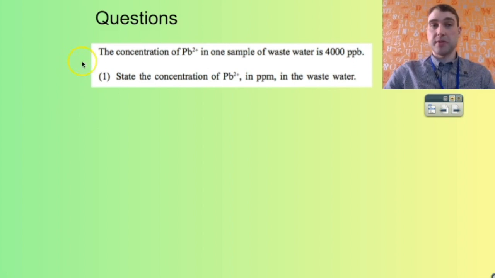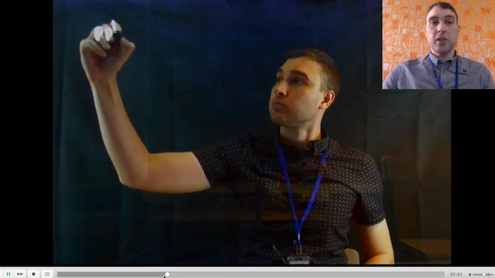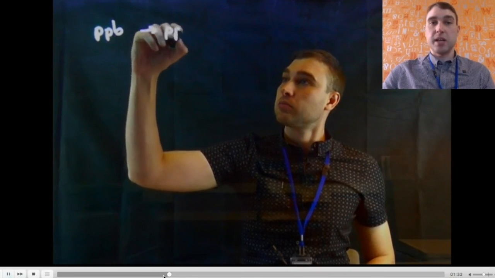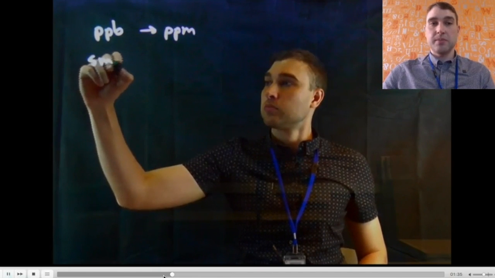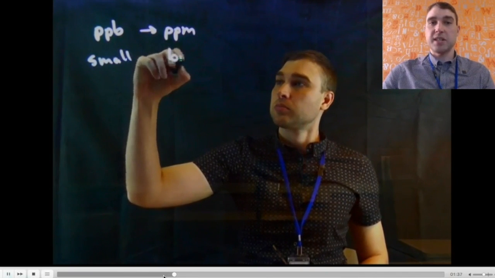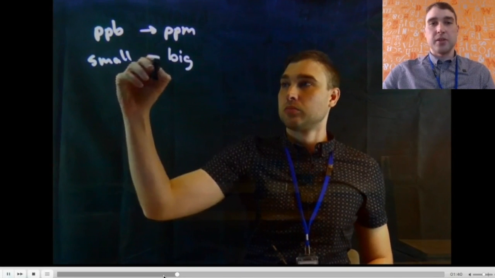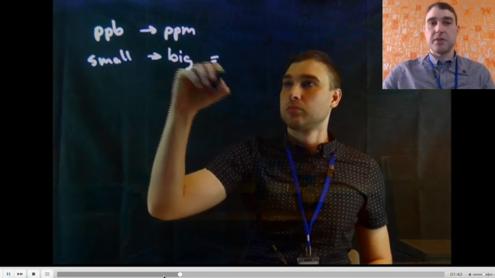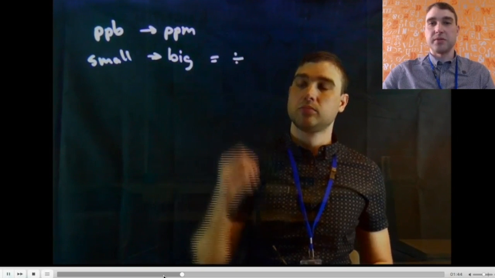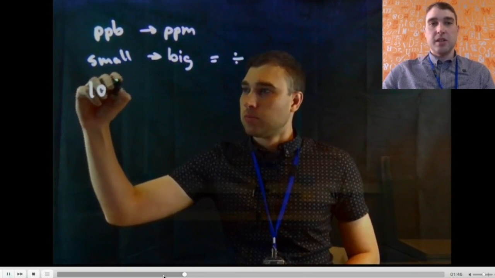So another example question says the concentration of lead ions in one sample of wastewater is 4,000 parts per billion. State the concentration of lead ions in parts per million in the wastewater. So we're going to be converting 4,000 parts per billion into parts per million. So a part per billion is much smaller than a part per million. A million is 1,000 times different. So we're going from a small unit to a big unit, so that means that we have to divide.